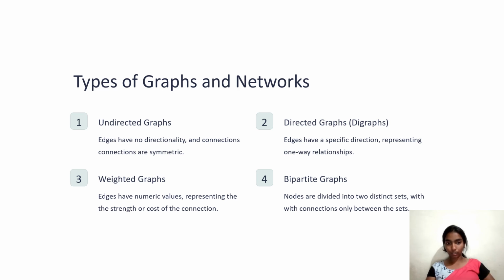Types of graphs and networks. There are four types: undirected graphs, directed graphs, weighted graphs, and bipartite graphs. First one is undirected graphs. These are edges that have no directionality, and connections are symmetric. Second one is directed graphs. These are edges that have a specific direction representing one-way relationships. Third one is weighted graphs. Edges have numeric values representing the strength or cost of the connection. Fourth one is bipartite graphs. These are nodes divided into two distinct sets with connections only between the sets.